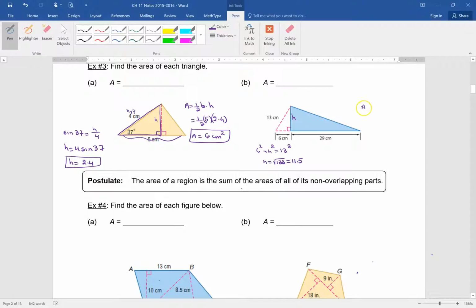All right, the area then is half times base times height. That's half. The base is 29. The height is 11.5. So the area is this many centimeters squared. It's actually 166.75.